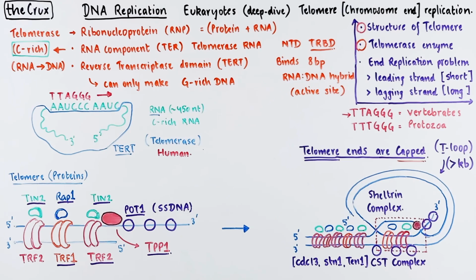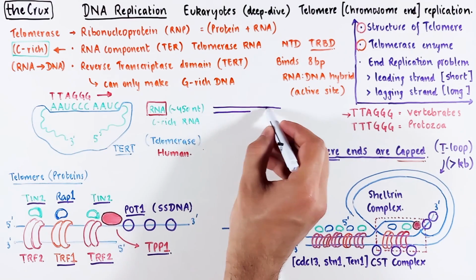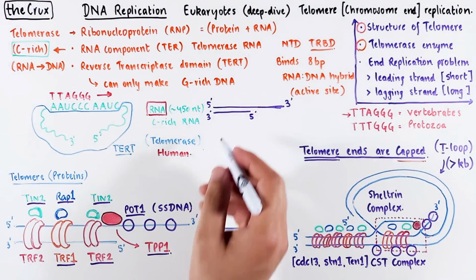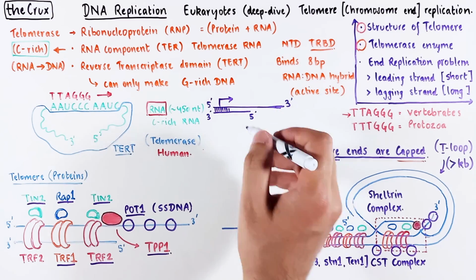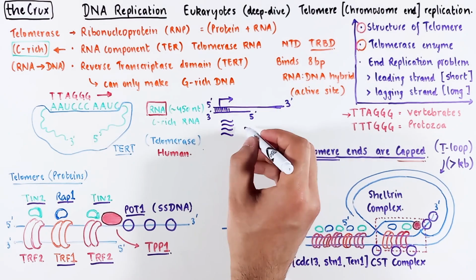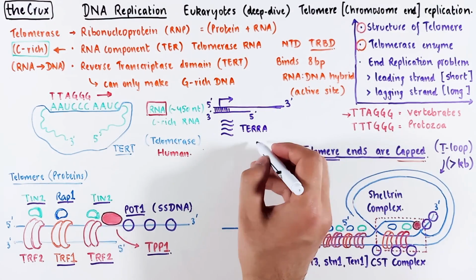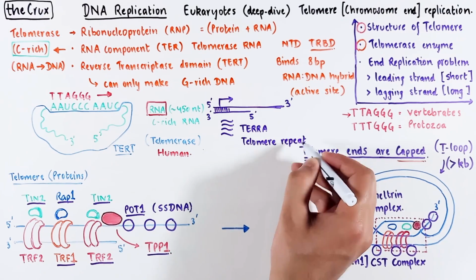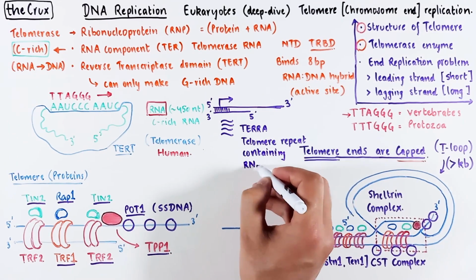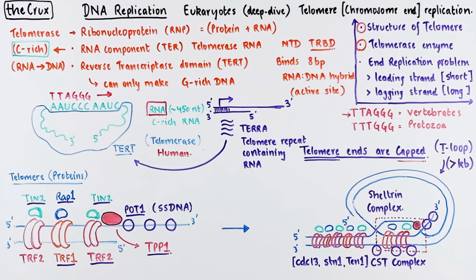While we're on this subject, let's also explore the origin of the telomerase RNA. Interestingly, non-coding genes within the subtelomeric regions are responsible for producing this repetitive RNA. Through transcription, these RNAs are generated and referred to as TERRA, or telomere repeat-containing RNA. Subsequently, they undergo processing and associate with the TERT protein, giving rise to the telomerase enzyme.